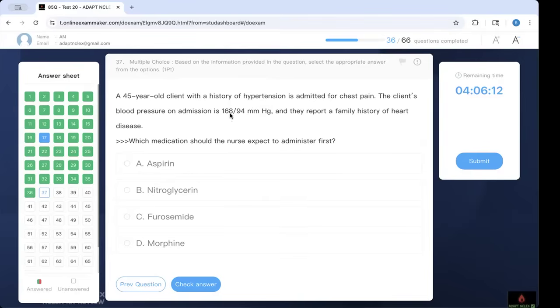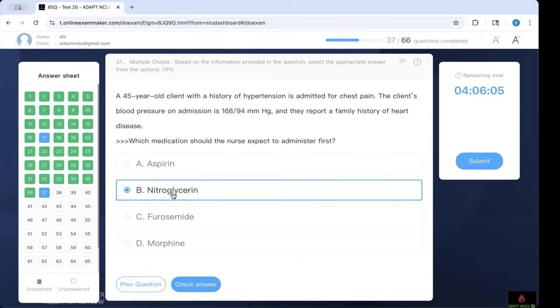This patient's blood pressure is very high. He's having chest pain. The best medication that would deal with both is nitro. Nitro will cause vasodilation and help with the chest pain.